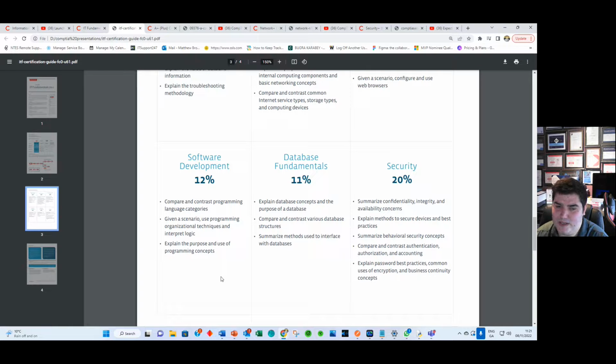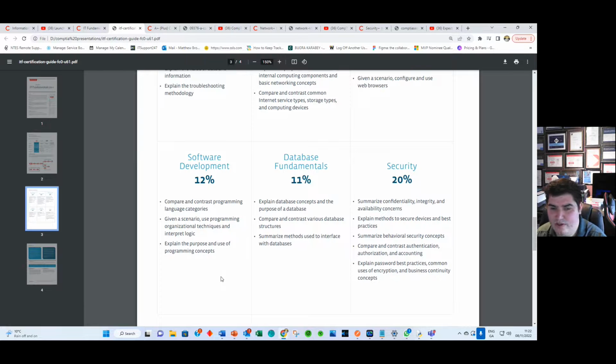So the last part is the security of the IT Fundamentals exam. So for 20%, you're going to be asked about confidentiality, integrity, and availability. So this is also known as the CIA triad. So you're going to have to understand that. You're also going to have to explain methods and ways of securing devices using best practices. Behavioral security concepts is something that's covered on this exam, so you're going to have to understand the defense in depth basic knowledge on that.